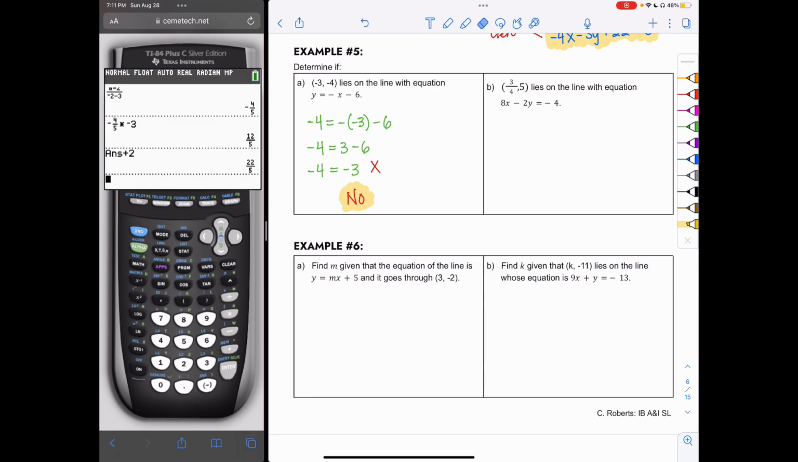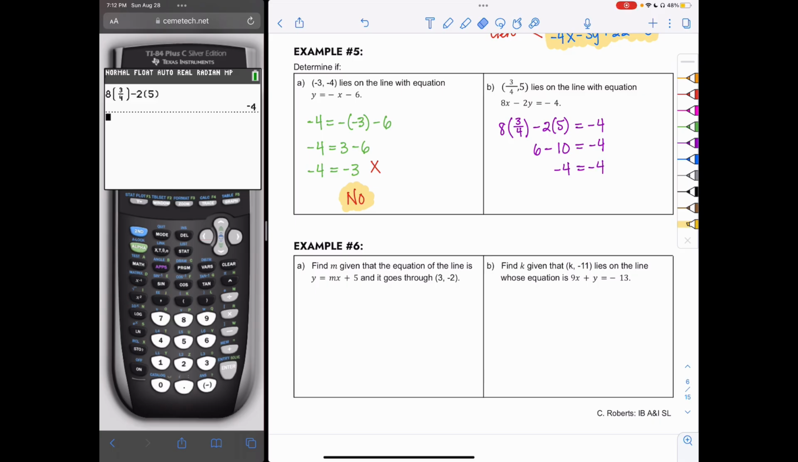I do the same thing for B. For B, I would have to substitute in 3/4 for x and 5 for y. So I would have 8 times 3/4 minus 2 times 5 is equal to negative 4. If I substitute all this into the calculator, I will end up getting negative 4, and negative 4 is equal to negative 4. So I already know, yes, this is true, and this does lie on the line.